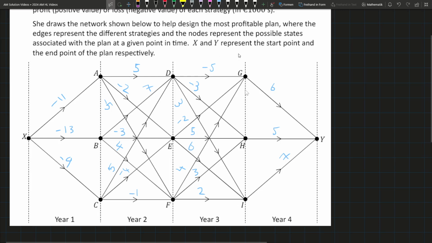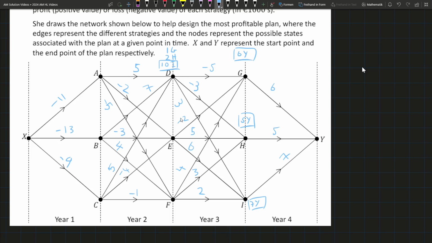So let's have a look at all the values for G. There's always only one, so it's 6 to Y, and that's the only possibility. Here it's 5 to Y, and that's the only possibility. And here it's 7 to Y, and that's the only possibility. This is where it gets interesting. So for D, if we decide to go to G, that'll be 6 minus 5, we'll have 1. If we decide to go to H, we'll have 5 minus 3. That's 2 if we decide to go to H. And then if we decide to go to I, we have 7 plus this 3 will give us 10 if we decide to go to I. We want to maximize our profit, so we'll go with 10.